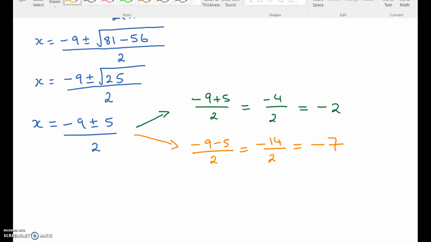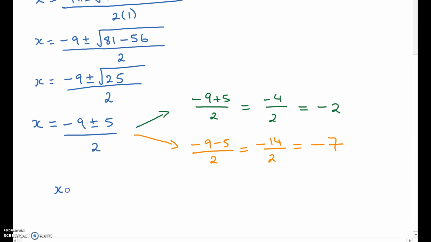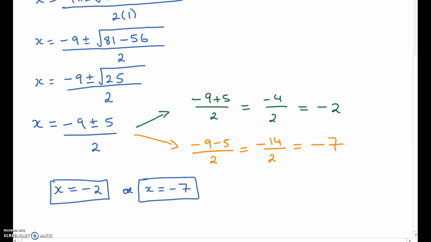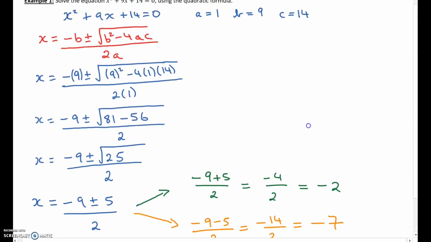Okay, so your two answers: x is equal to negative 2, or x equals negative 7. Those answers are both correct. Either x equals negative 2 or x equals negative 7. If you put them into this equation, x squared plus 9x plus 14, it will give you 0. You can check that just by substituting in minus 2 first, seeing what your answer is, then substituting in minus 7 and seeing what your answer is. In both cases, it should be equal to 0.